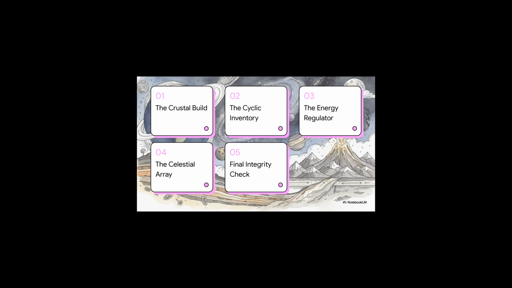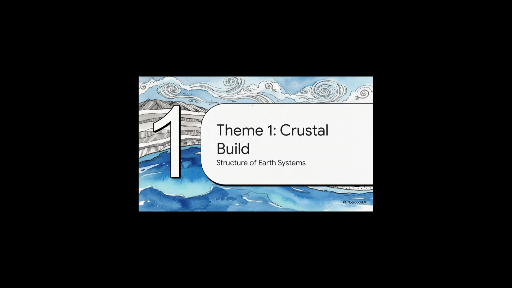And here's our game plan, our blueprint, if you will. We're starting with the foundation, the crustal build. Then we'll check our materials with the cyclic inventory, fire up the power grid with the energy regulator, and then zoom out to see the neighborhood in the celestial array. And of course, we'll finish up with a final integrity check, just to make sure everything is ready to go. All right, let's get to it.